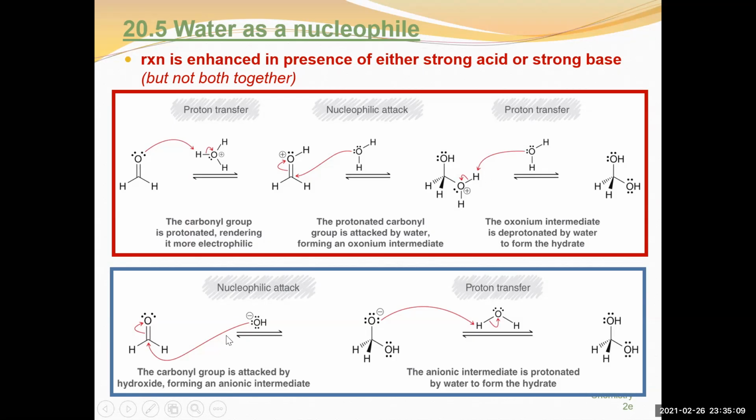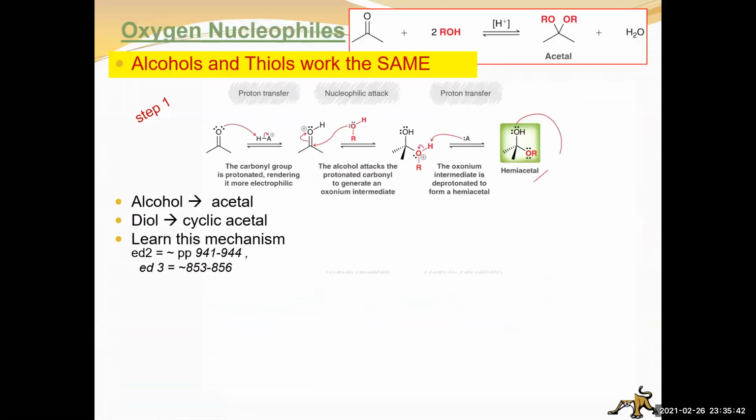In base, there's no source of protons around, so don't start with a proton transfer. Start with the nucleophilic attack and then do the proton transfer to balance out that negative charge that you brought in. So bear this in mind because this just keeps going over and over. We just substitute different things for the nucleophile. Otherwise, it's this very same mechanism over and over.